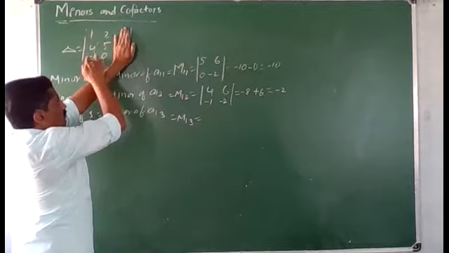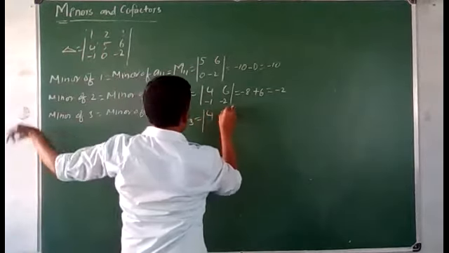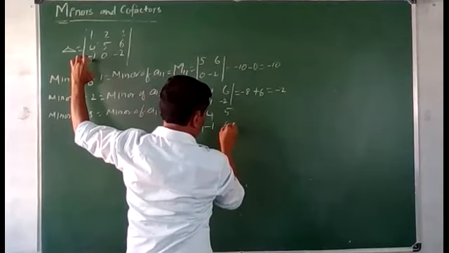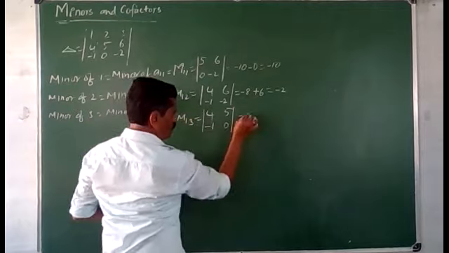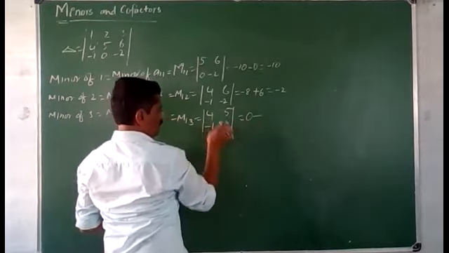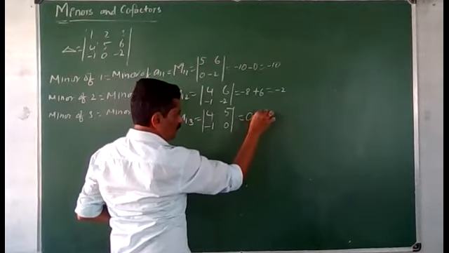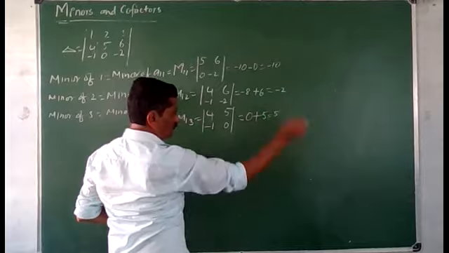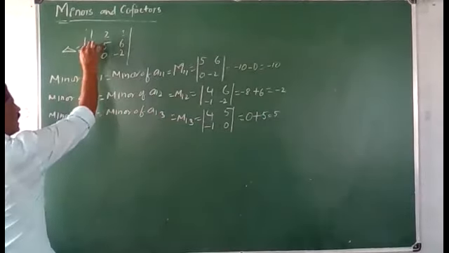The remaining elements are 4, 5, -1, 0, that is the determinant of 4, 5, -1, 0. Again expand this: 4 into 0 is 0, minus of -1 into 5, that is minus of -5, that is plus 5. That is equal to 5. Similarly, the minor of 4.